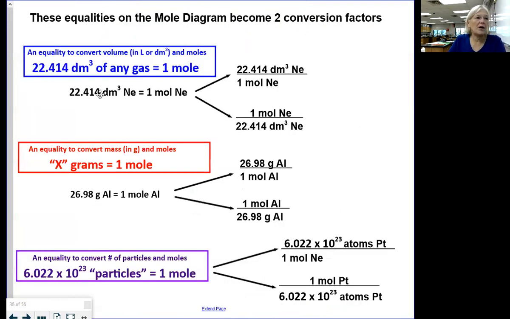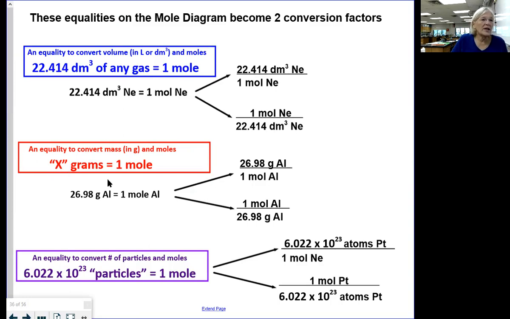So this is what I mean about equalities can be made into two conversion factors. The equality to go from volume to moles is the 22.414 decimeters cubed of any gas equals 1 mole. Let's talk about neon. Here's the same equality for neon. That equality can make two conversion factors depending on whether you want to convert moles of neon to volume of neon, or volume of neon to moles of neon. Remember these two conversion factors. Both of them are derived from this one equality.